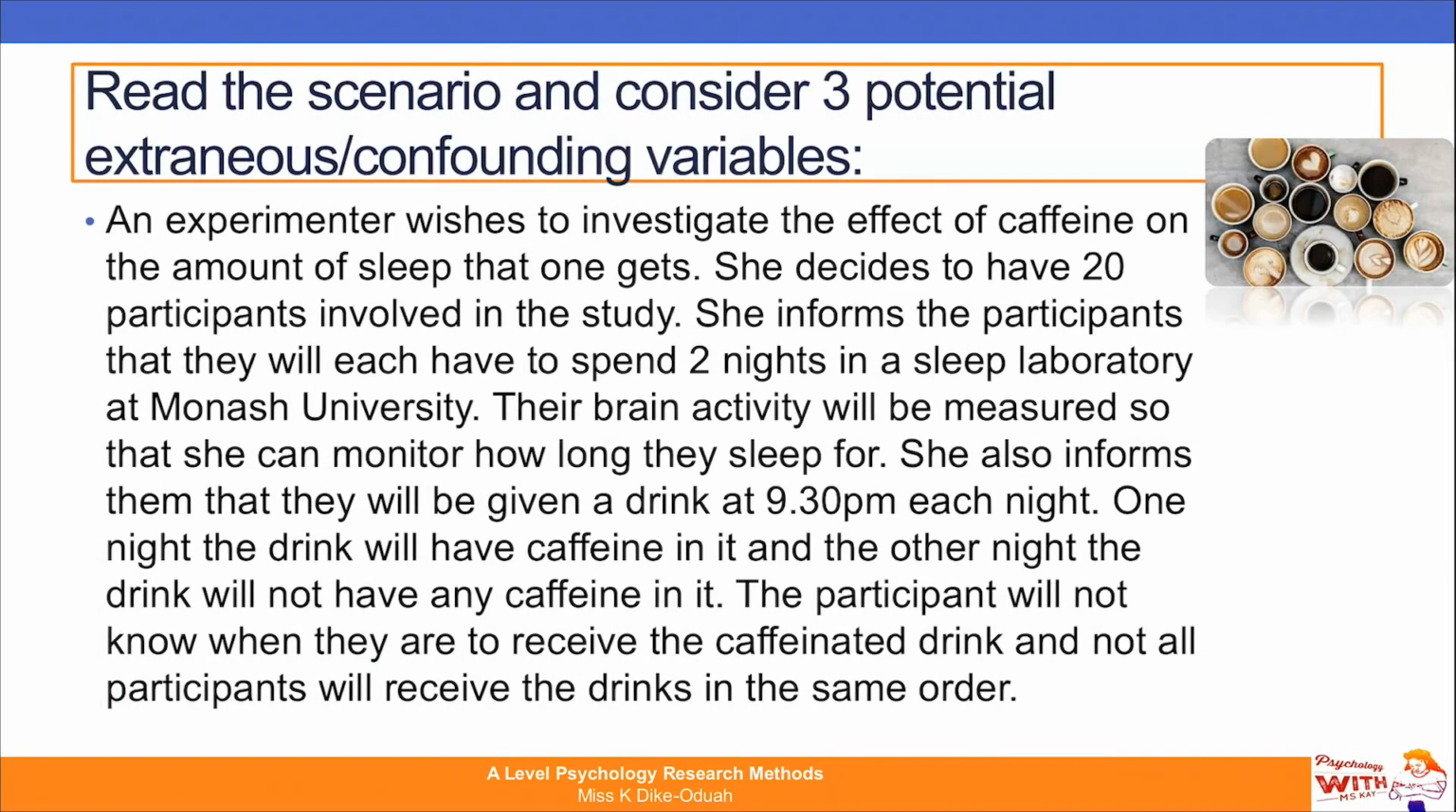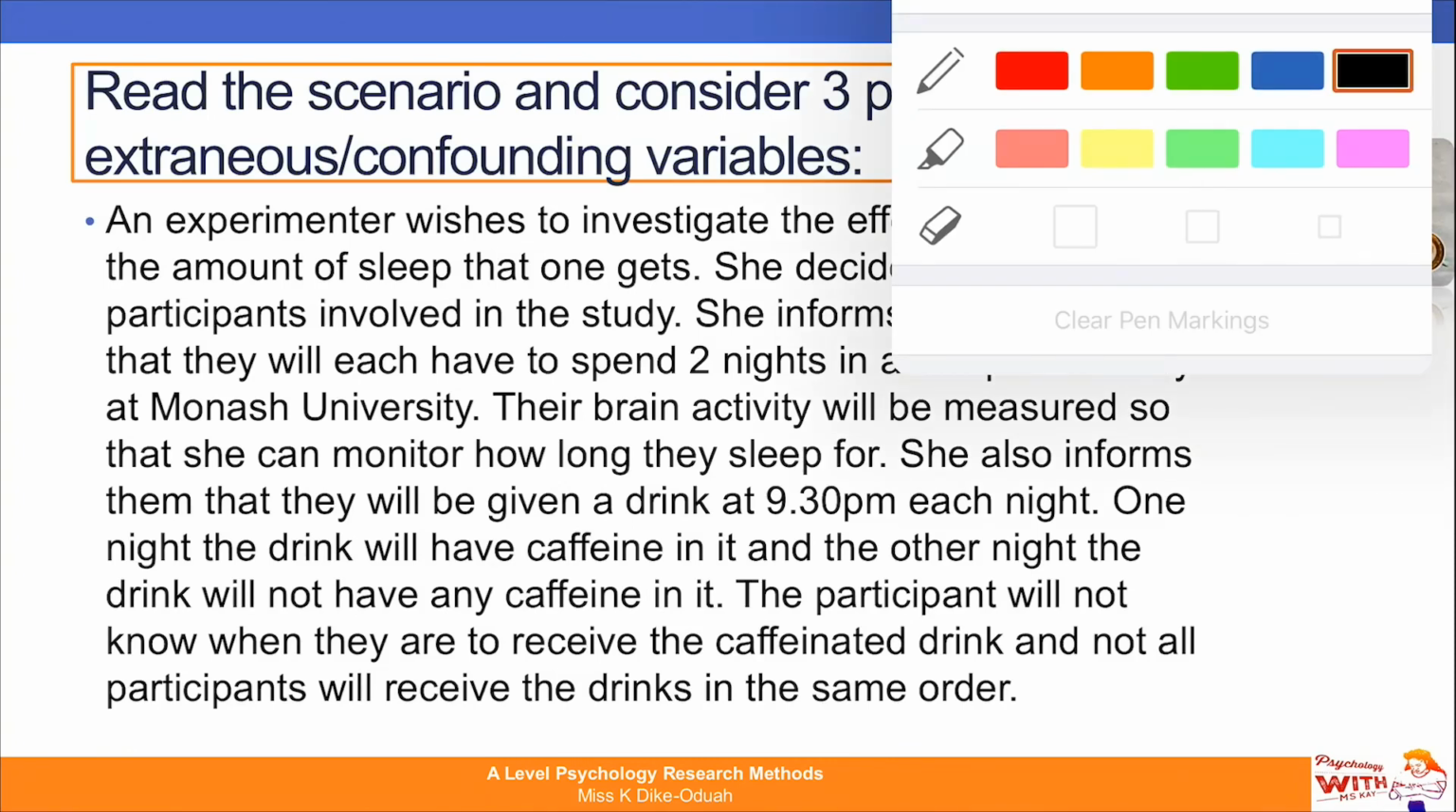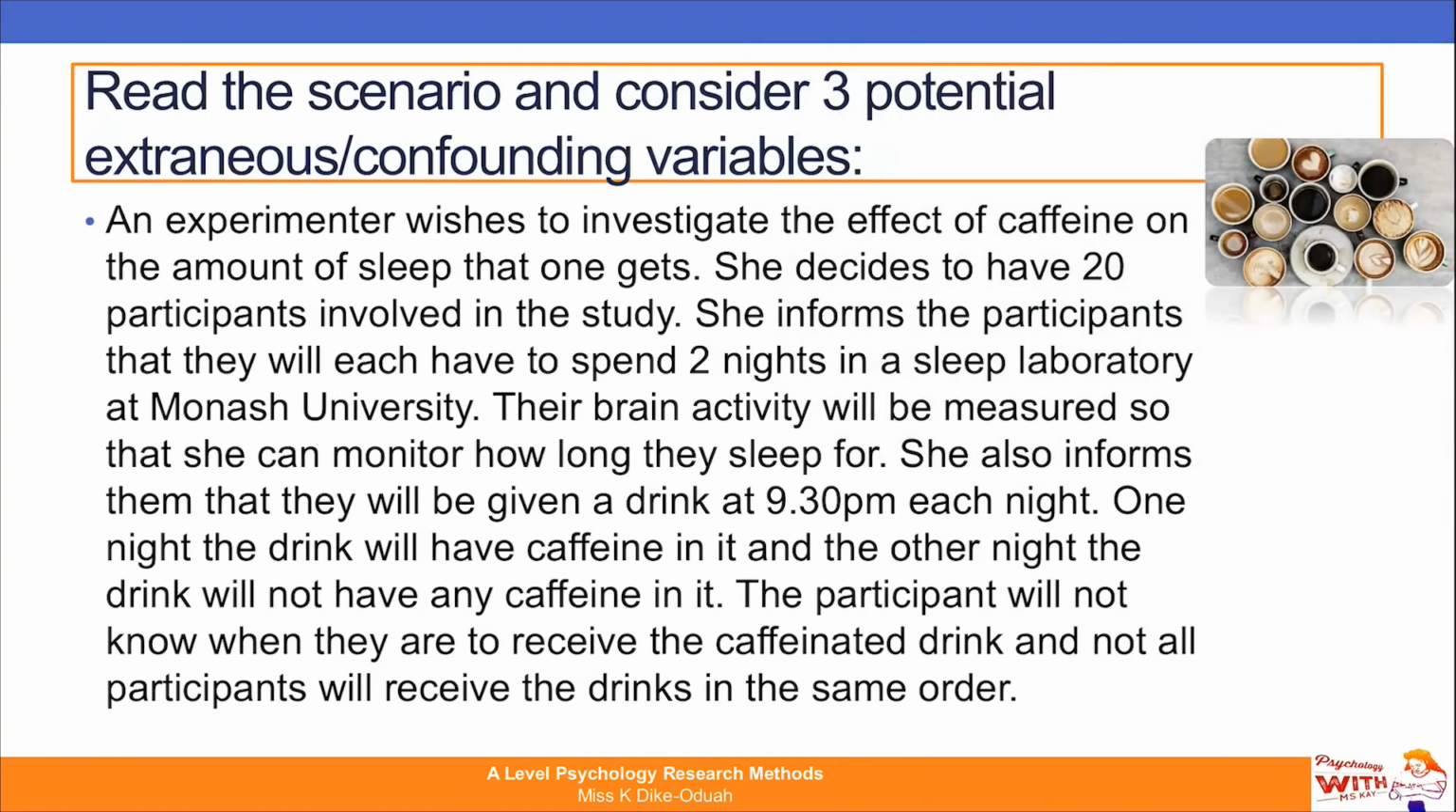Okay, as part of furthering our understanding on extraneous and confounding variables, we're going to read this scenario and we are going to identify potential extraneous and confounding variables together. For this, I'm going to pull up a highlighter. Hopefully this works. Lovely. Okay, so an experimenter wishes to investigate the effect of caffeine on the amount of sleep that one gets. We're going to stop there.